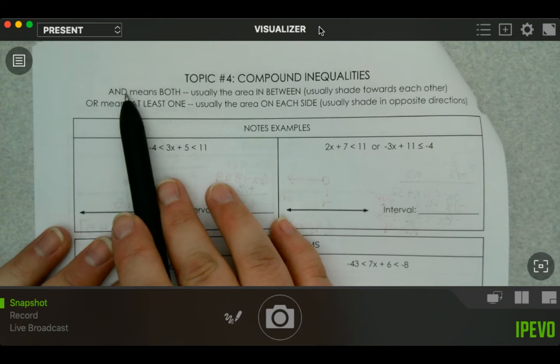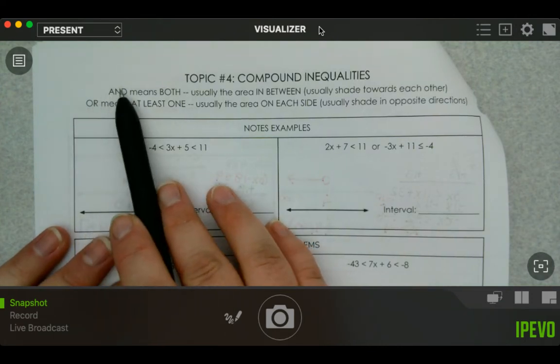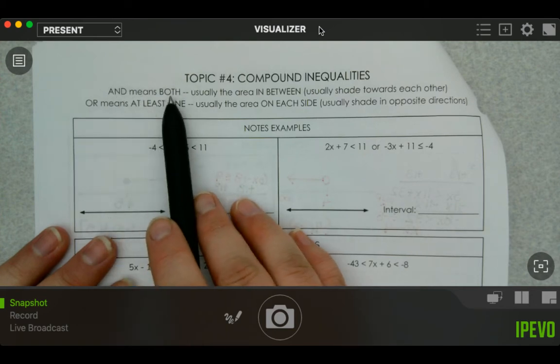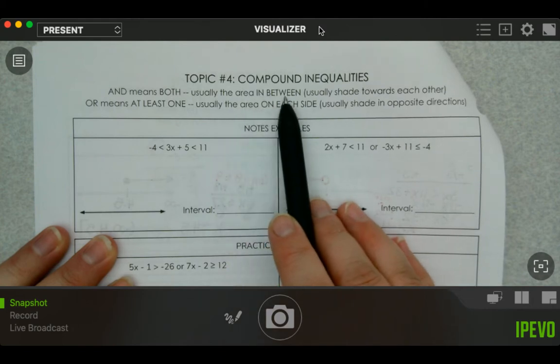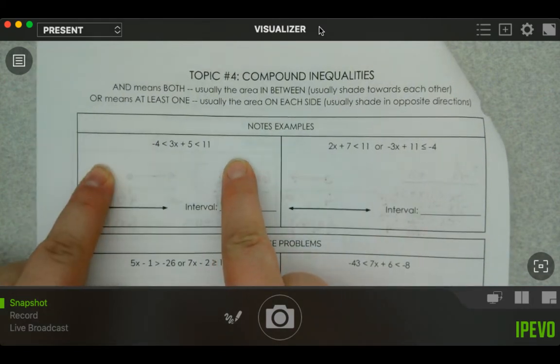This is either going to be an and or an or. That's how we're going to join our two inequalities. And is a way of saying both, and it's usually going to be the area in between. So you're going to have two numbers, and it's going to be the area in between them.